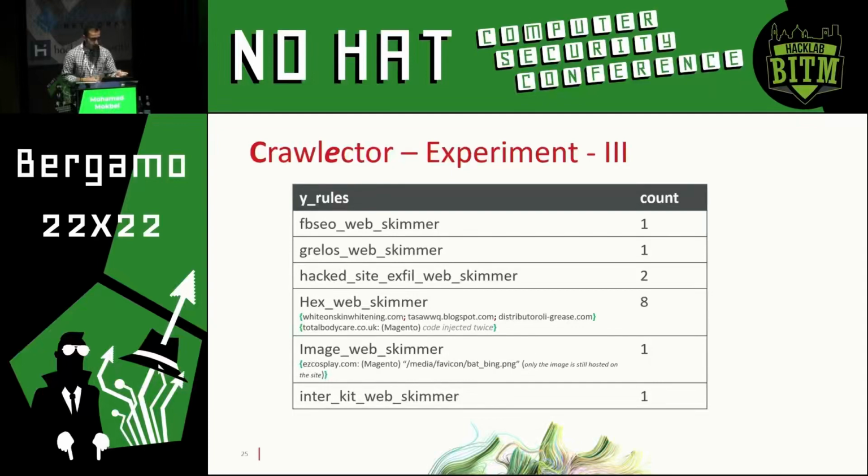And keep note of this one, the image web skimmer of this website called azcosplay.com. It's some Japanese website. And keep this in mind for now. Sorry for that, but you have to keep in mind about this path. Media5 icon bad bing.png, okay?